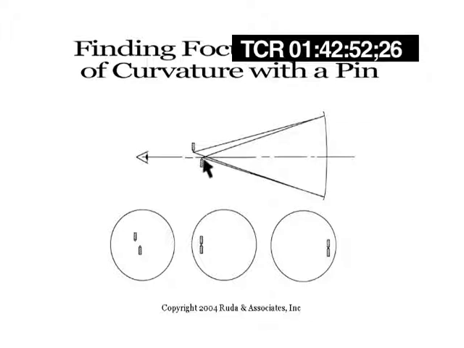If I'm not at the focus, if, say, as in this example, the pin is inside of the center of curvature and the image is on the outside of the center of curvature, as I move back and forth, I will see a parallax effect, and I'll see the pin and its image separate from each other as I sweep across. We'll now look at a real example of this.